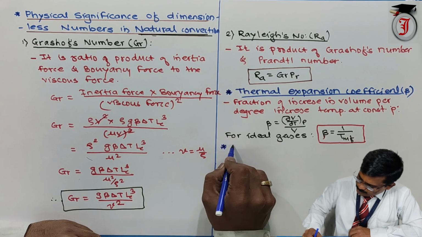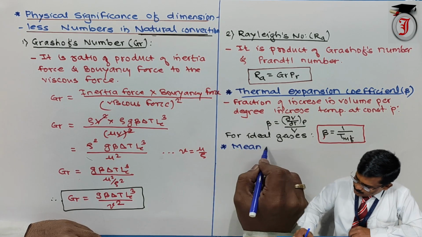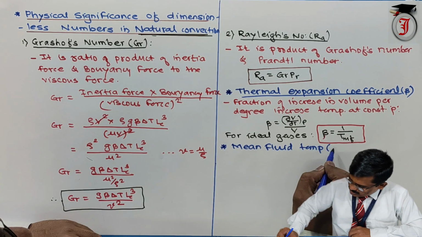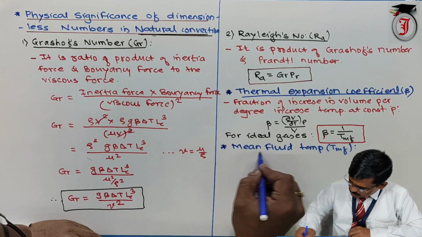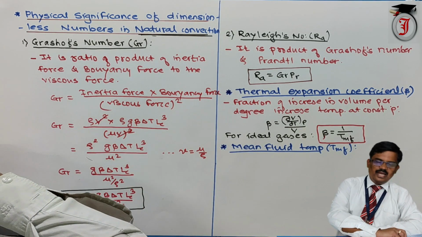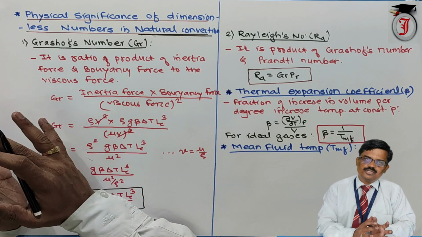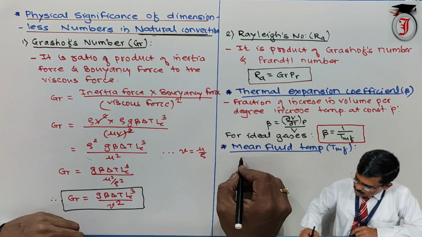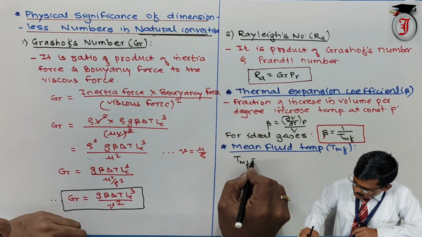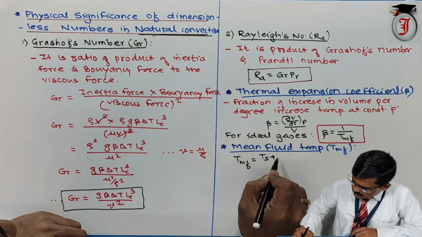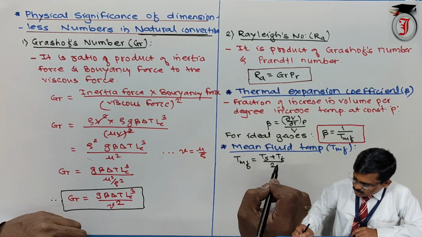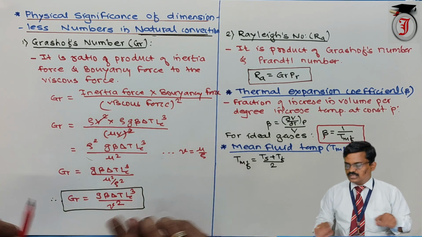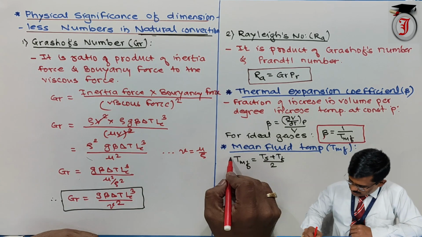What is meant by mean fluid temperature, TMF? This is nothing but the average of the surface temperature of the object and the surrounding fluid temperature. So mean fluid temperature TMF is given by surface temperature plus surrounding temperature upon 2. So we can say mean fluid temperature is nothing but the average of the surface temperature and surrounding temperature.